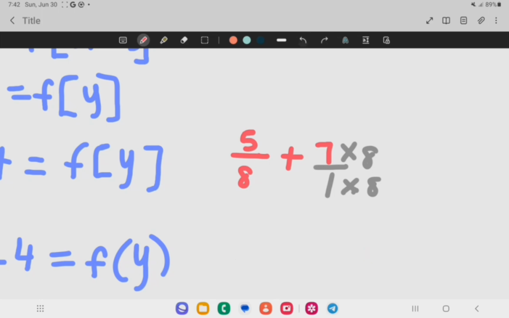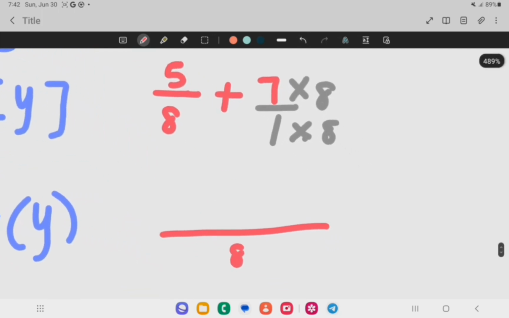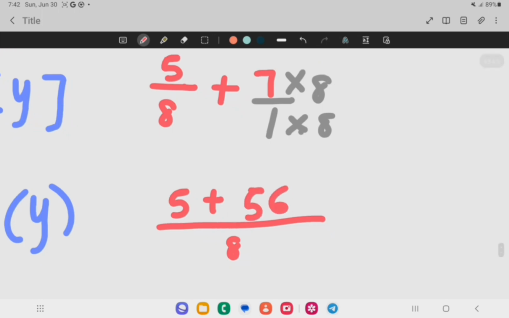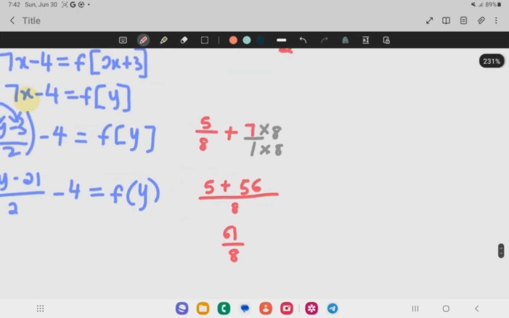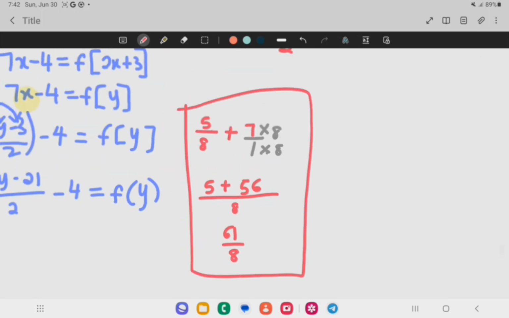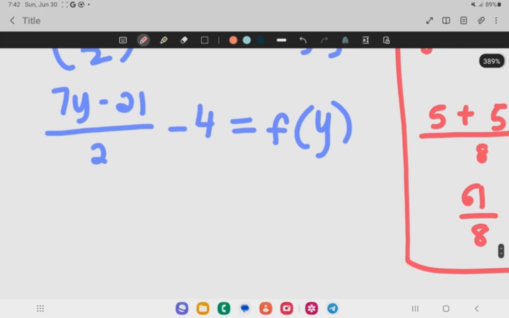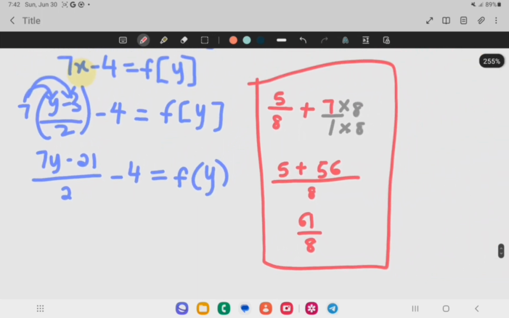Penyebut, if I'm not mistaken, is denominator in Malay. The one at the bottom is what we call the denominator. Now the denominator has become the same already, it's 8. So the top one, the numerator, is 5 plus 7 times 8. 7 times 8 is 56. So when you solve this, you will get 61 over 8. This is what we did when we were in primary school. So now do exactly the same thing. Exactly apply this concept to solve this complicated one.